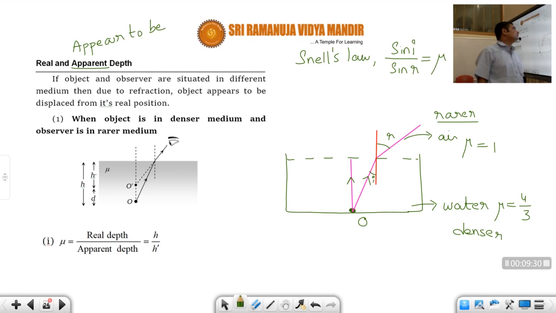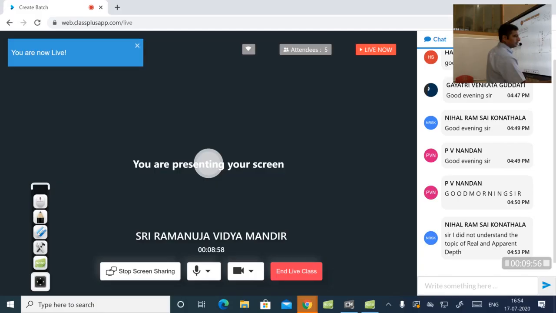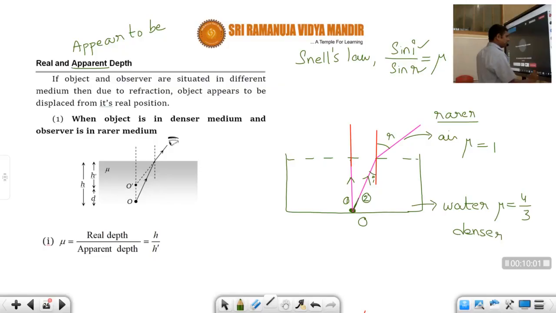Now in this case, this is called the first ray and this is called the second ray. For the second ray there is some angle of incidence, so there will be some angle of refraction. But for the first ray, what is the angle of incidence students? Angle of incidence is always the angle between the incident ray and the normal.